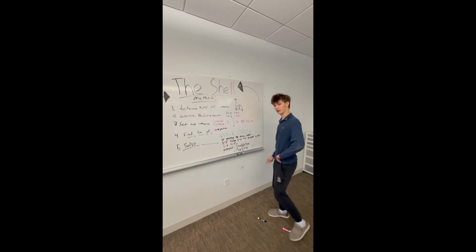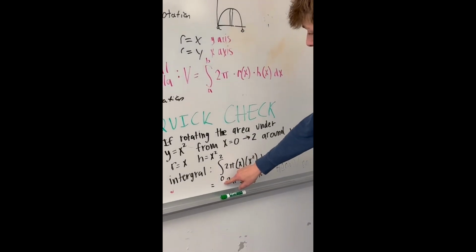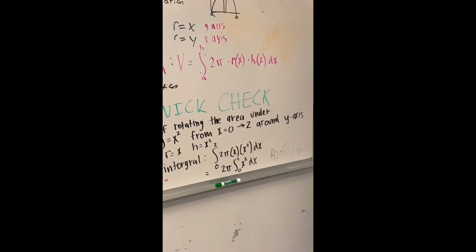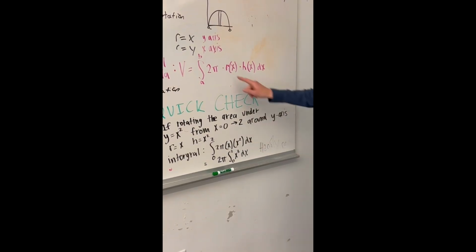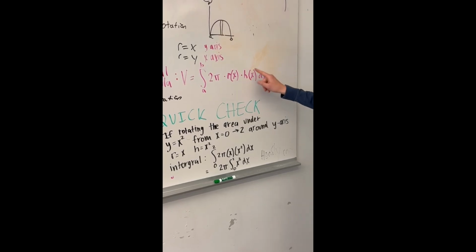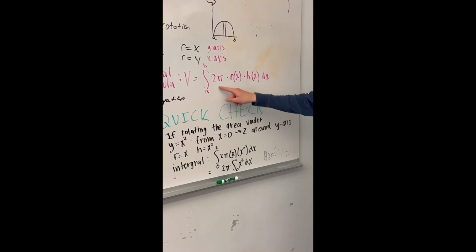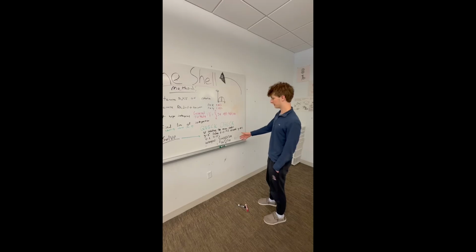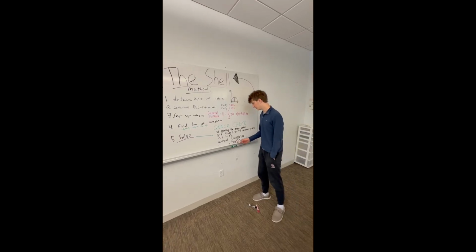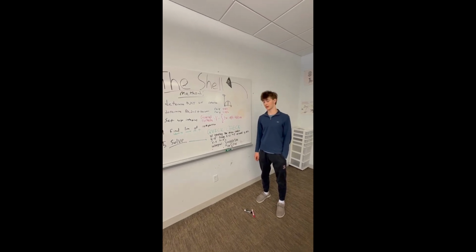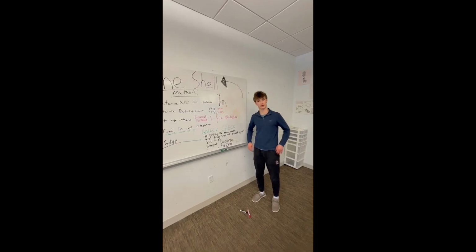The integral would look like this: from a to b, so 0 to 2, and then 2 pi times x, which is the radius, times the height, which is x squared, and of course we have the 2 pi in front, and never forget the dx. Then you simplify that down a little more, and you get 2 pi times the integral from 0 to 2 of x to the third dx. You could solve that further if you would like, but that's all we're doing today in Hensley Math.